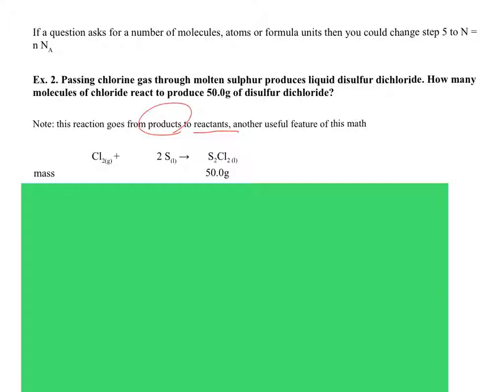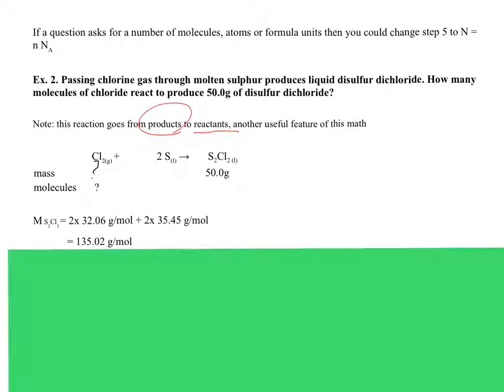So we know we've got 50 grams of disulfur dichloride, and we want to find information about chlorine. So we're going to need to find the molar mass of disulfur dichloride and chlorine gas. So here's the calculation to figure out the molar mass of disulfur dichloride. 2 sulfurs plus 2 chlorines, add them together and you get the molar mass is 135.02 grams per mole.